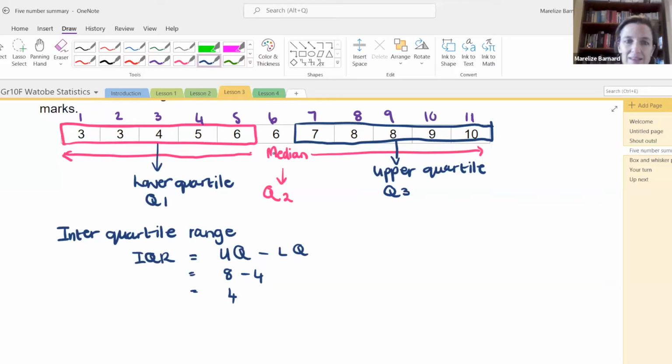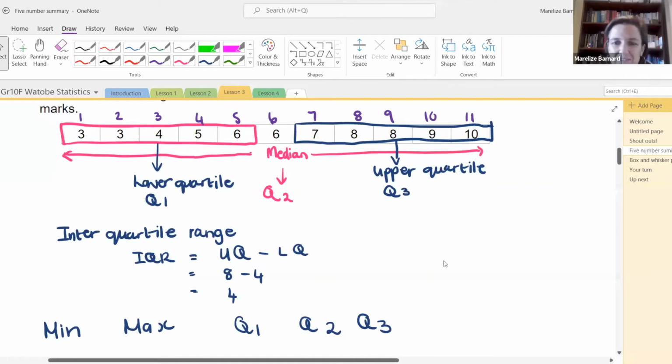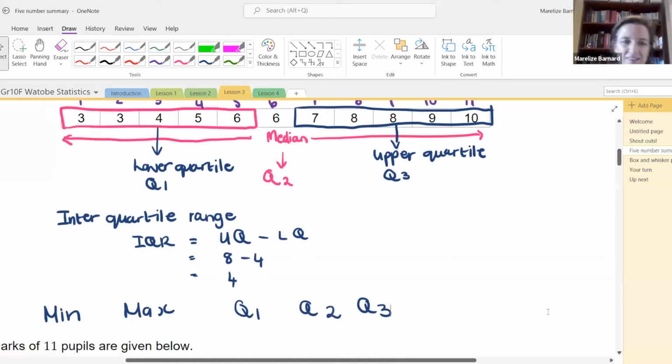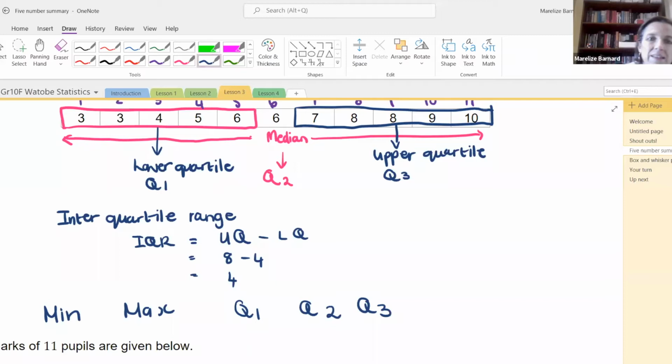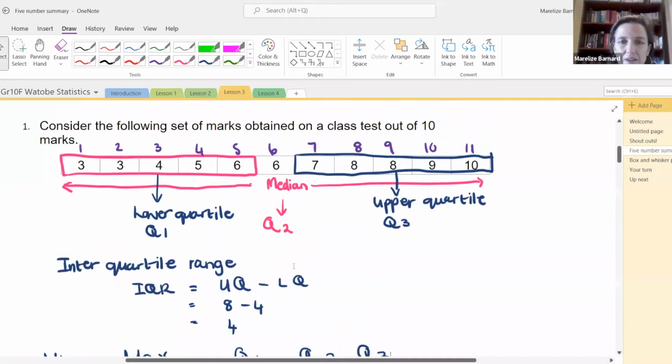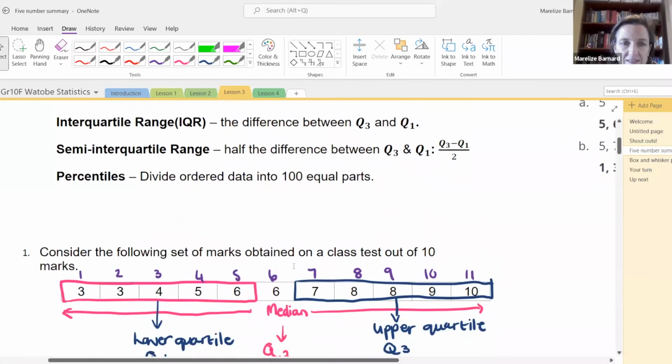The min and the max. That's right. I'm going to write them down as they come in. The min, the max, Q1, Q2, and Q3. Okay, nice, good. So I think you guys have learned this in school already, so that's great. Okay, so now let's do the 5-number summary for this set of data.